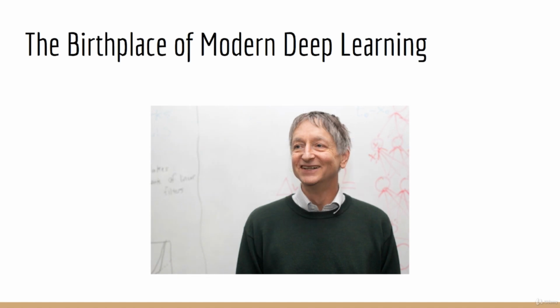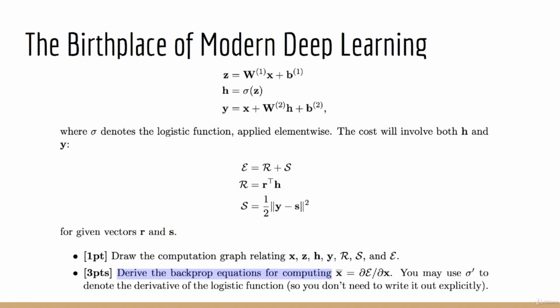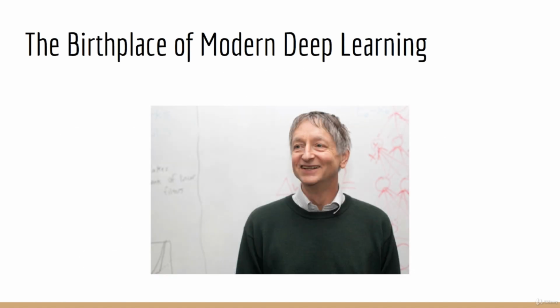This has got to be a mistake. Let's try one more time. Homework 3. Derive the backprop equations for computing. Oh man, well there you go guys. Gradient descent and backpropagation. As you can see, it makes up a pretty significant portion of the course.